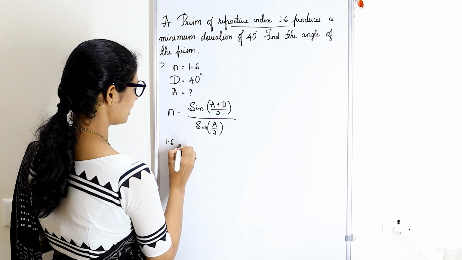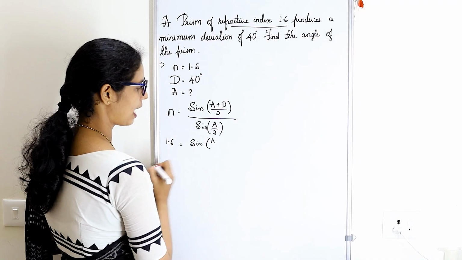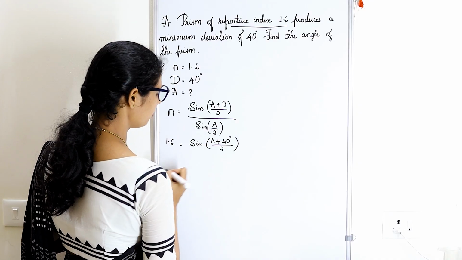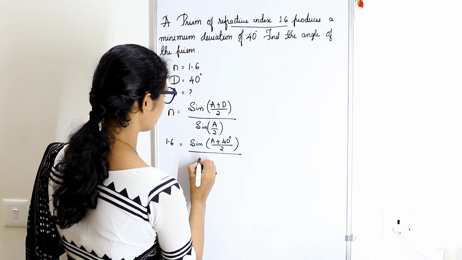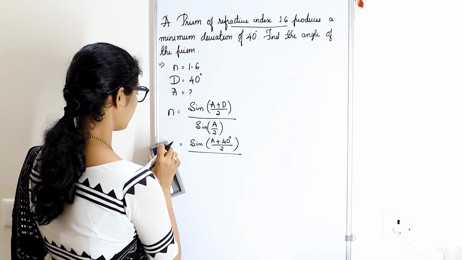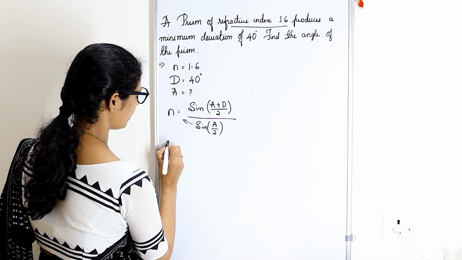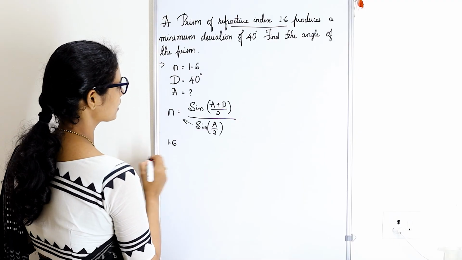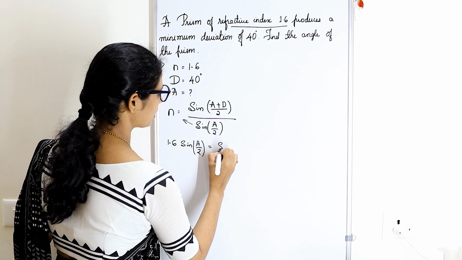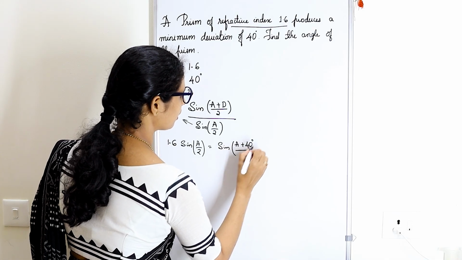It becomes 1.6 equals sine of, we don't know the value for the angle of the prism, we'll keep it as it is, plus deviation we know, that is 40 degree, whole divided by 2, then this divided by sine of A by 2. Can I directly write this way? So can I take it here? Yes, I'll take this one here. So I'll write it as 1.6 sine of A by 2 equals sine of (A plus 40 degree) divided by 2.